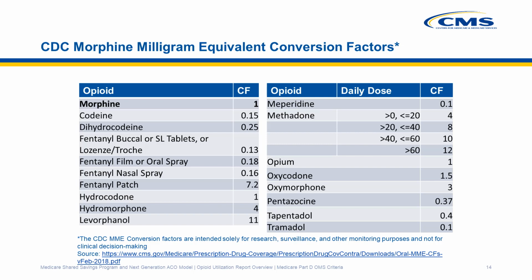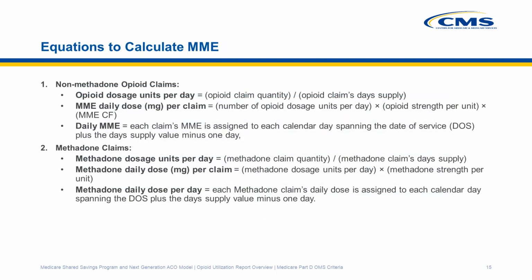The MME conversion factors standardize the varying potencies of different prescription opioids so a beneficiary's average opioid daily dose can be determined. The MME conversion factors maintained by the CDC are intended solely for research, surveillance, and other monitoring purposes and not for clinical decision-making. The calculation to determine whether a beneficiary meets the 90 mg or greater MME daily dose criterion requires several steps. These steps are discussed over the next 3 slides.